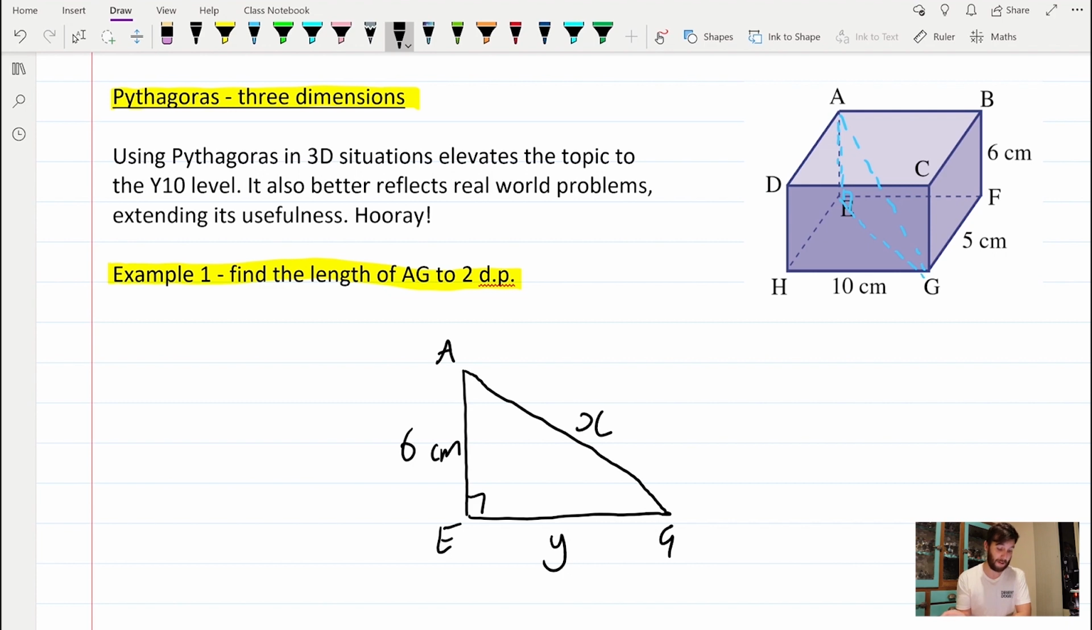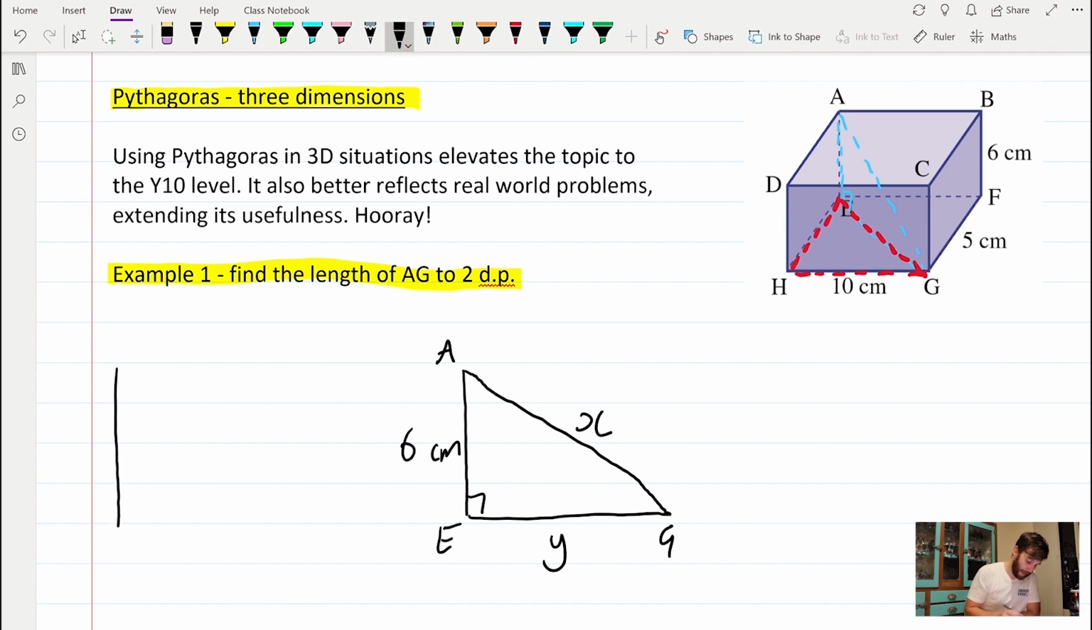So if I've only got one known and two unknowns, that means I can't actually solve this problem. What I'm going to do now is create another triangle. I'm going to go E to H, H to G, and E to G across here. Notice that EG line I've used twice, and that's deliberate.